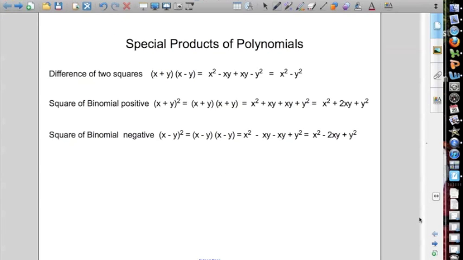You can look at it, it's the exact same as FOIL. So if you don't remember these special products, that's fine, because you can always FOIL them out and get the same answers. But if you can remember the special products, it can save you a lot of time as you're going through and doing these problems.